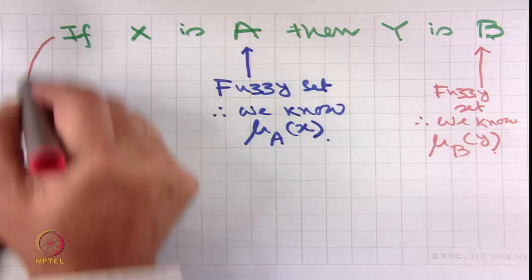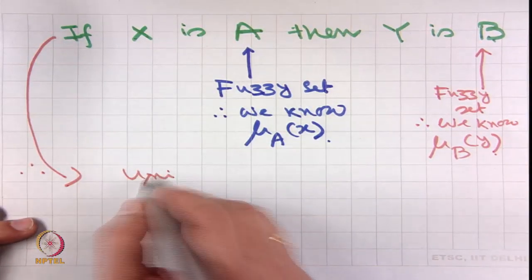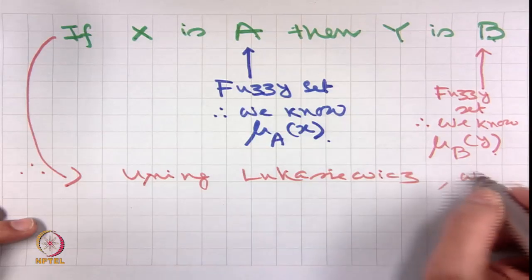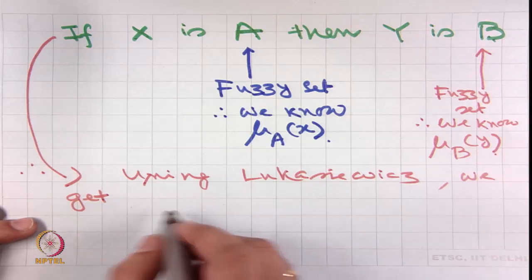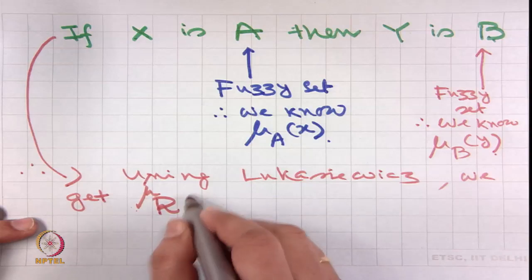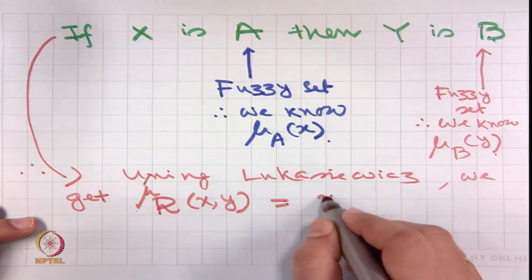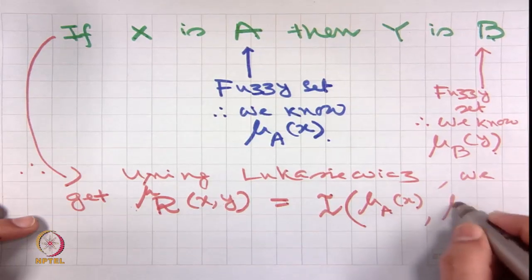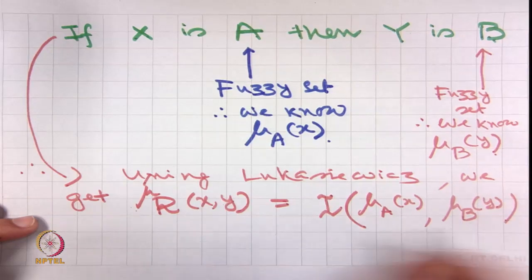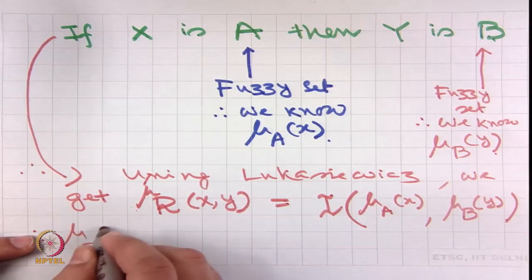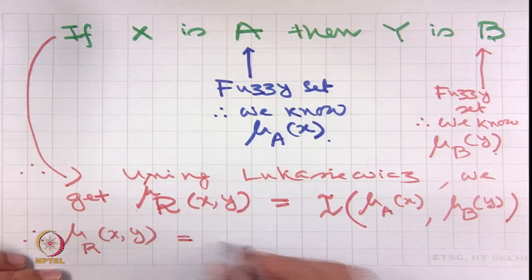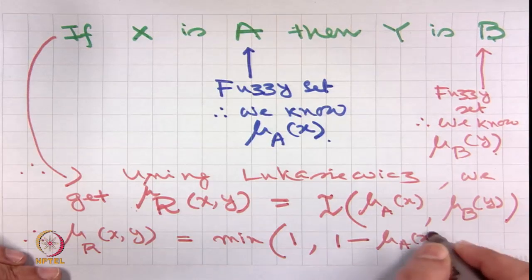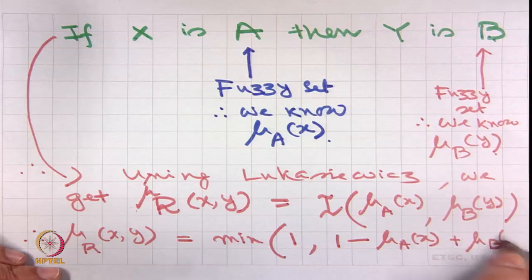Therefore, from this above implication, using Lukasiewicz, we get R, or say mu R of x, y is equal to implication of mu A x and mu B y, and therefore, mu R of x comma y is equal to minimum of 1 and 1 minus mu A x plus mu B y.